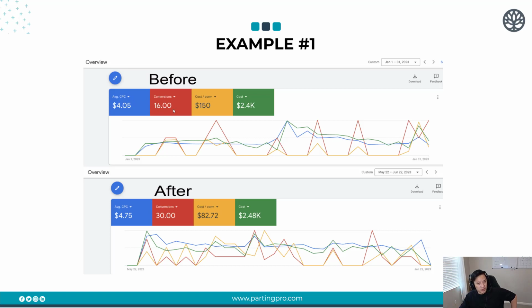They got about 16 conversions. That means 16 people actually raised their hand and said, hey, I want to do something. And it costs about $150 for each of those conversions. So they spend about $2,400 a month, okay?